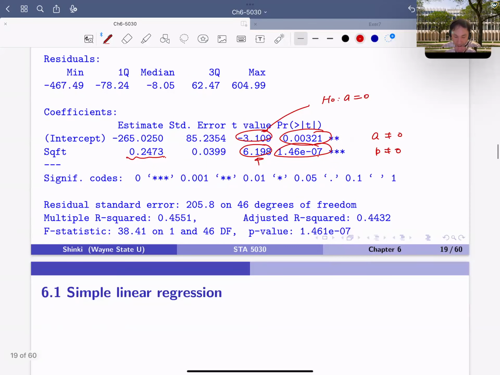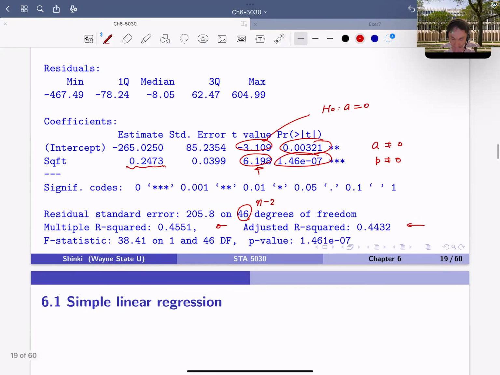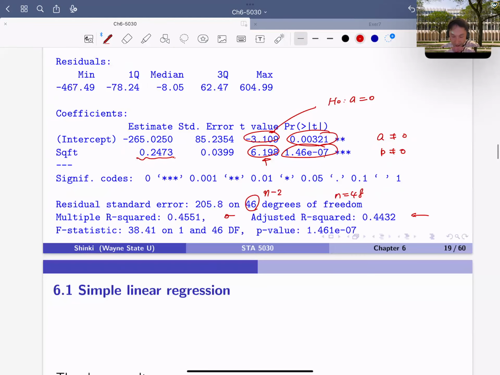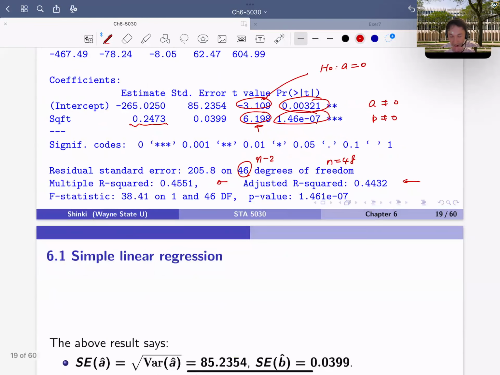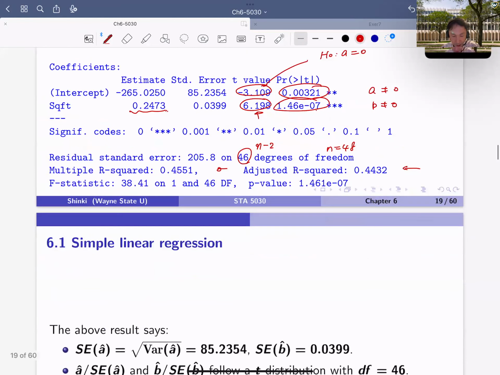And we will interpret these other numbers later. But this 46, this is n minus 2. So this is the degrees of freedom for the t statistic. So this implies the number of observations. How many observations here? n minus 2 is 46, so we have 48 observations. So with only seeing our linear model output, we can tell how many observations there are.